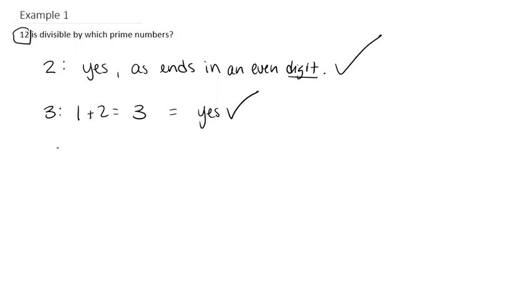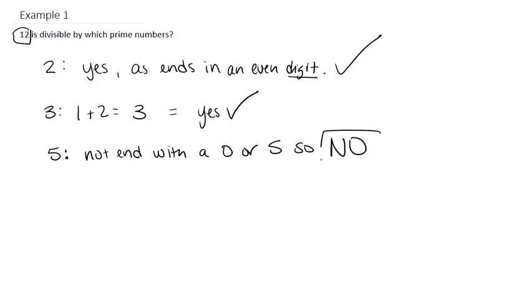Now we look at 5. Can it be divided by 5? Well, it does not end with a 0 or 5, so no. So that would be the answer to that. And then it can't be divided by 7. We know it can't be divided by 11. So we would say by which prime numbers? It's 2 and 3.